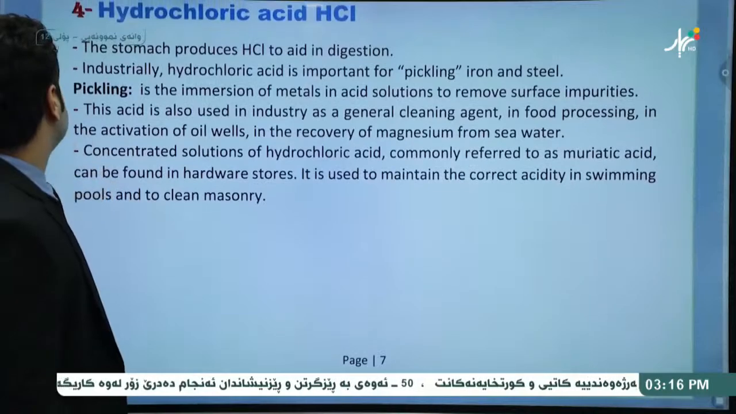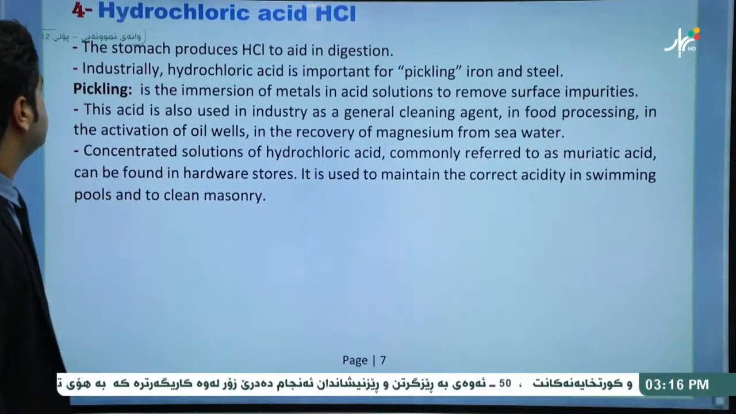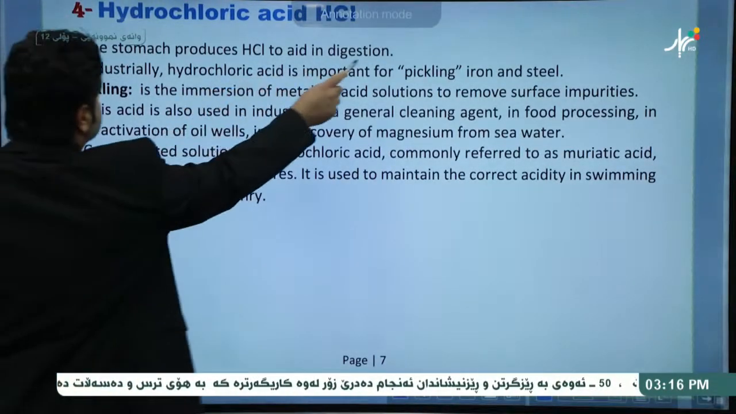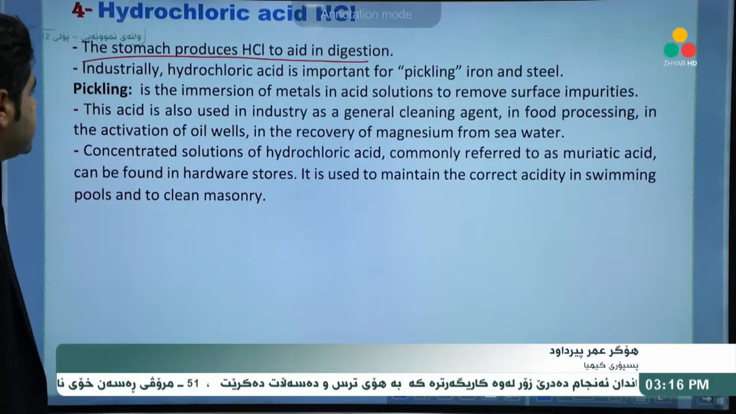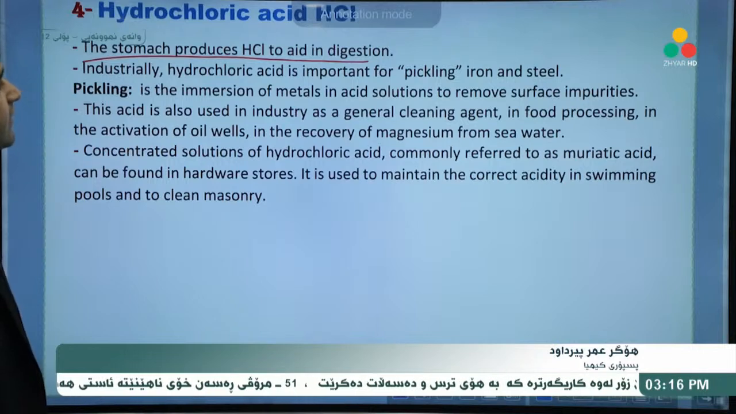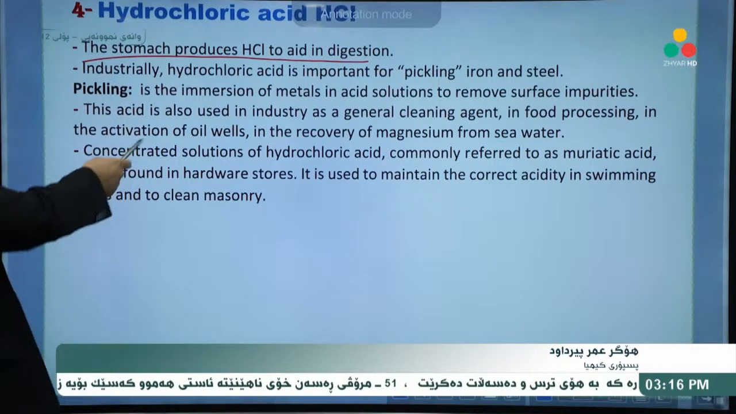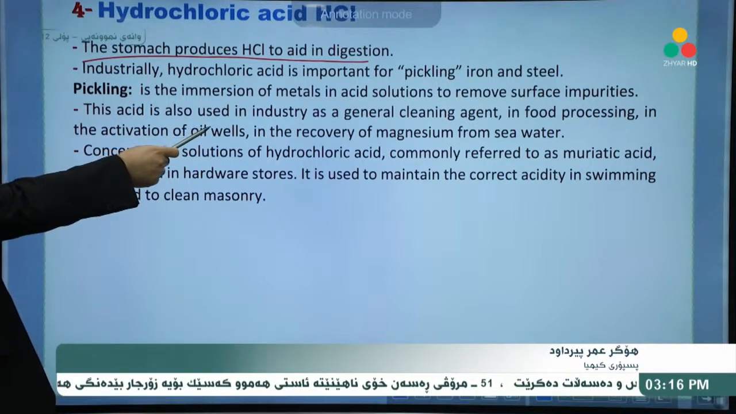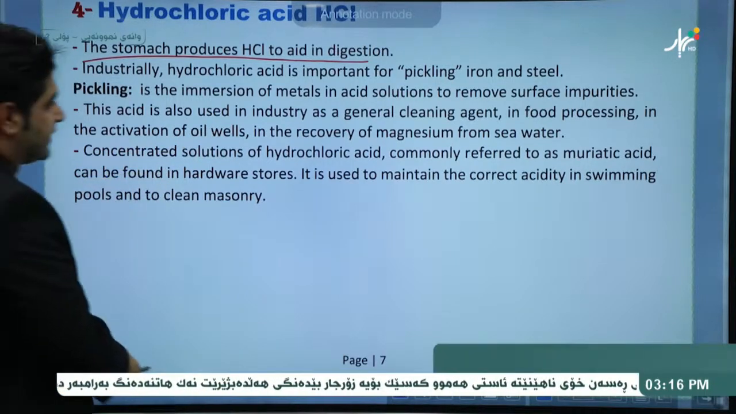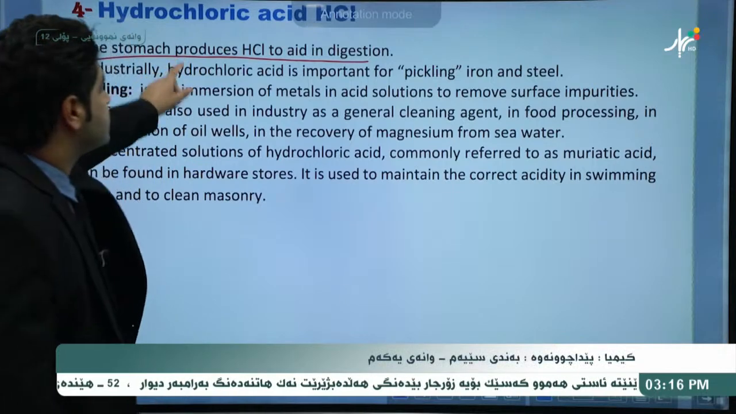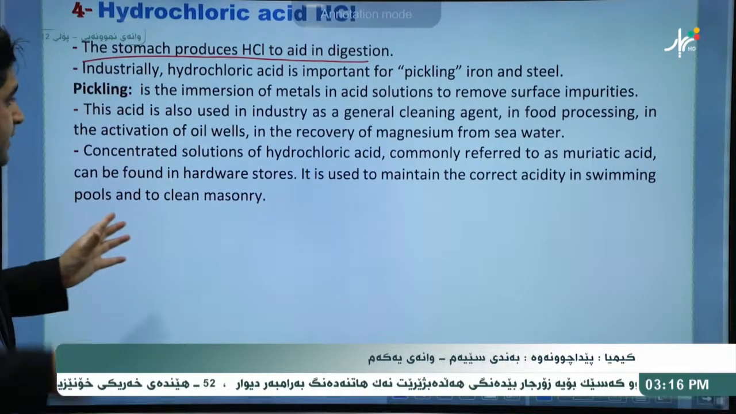Hydrochloric acid or muriatic acid. Well, this is stomach acid. Industrially, hydrochloric acid is important for pickling iron and steel. In industry, it is a general agent, passing food through concentrated hydrochloric acid. Well, it will also be used in a swimming pool, so don't forget about that.